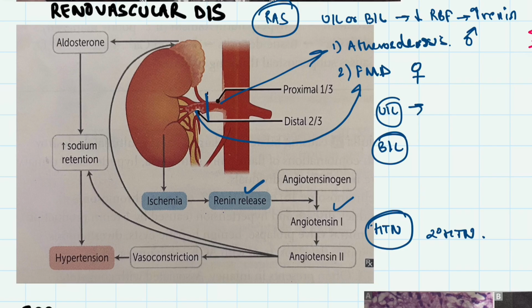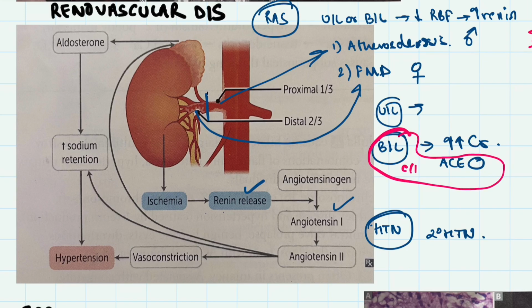Talking about bilateral RAS, here the patient will have a sudden rise in creatinine when he is started on ACE inhibitors. Therefore, remember very importantly that in a patient with bilateral renal artery stenosis, ACE inhibitors are contraindicated, right? As a matter of fact, even ARBs and renin inhibitors are contraindicated in patients with bilateral renal artery stenosis. So these patients usually present with severe refractory hypertension, right?